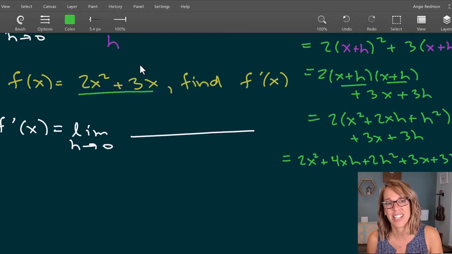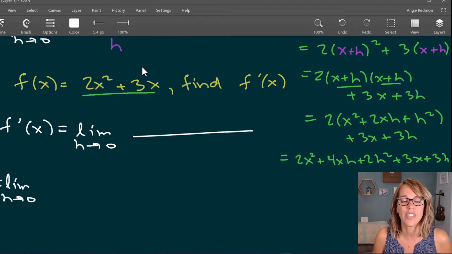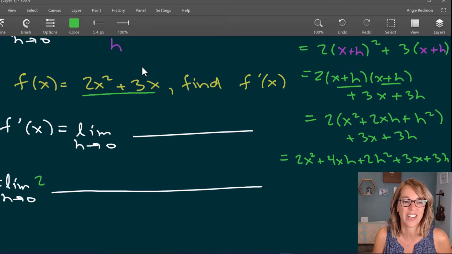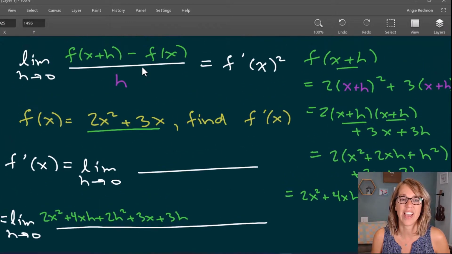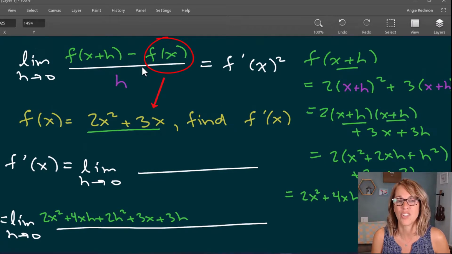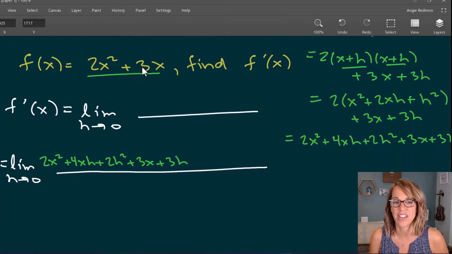I'm actually going to need a little bit more room than what I've got here, so I'm going to rewrite it over here. What we just did was f of x plus h. Let's go ahead and write all of that over here: 2x squared plus 4xh plus 2h squared plus 3x plus 3h. And then I need, let me go back up to my definition here, f of x, which is my original function, 2x squared plus 3x. You can see this is so much more about the algebra than anything else.